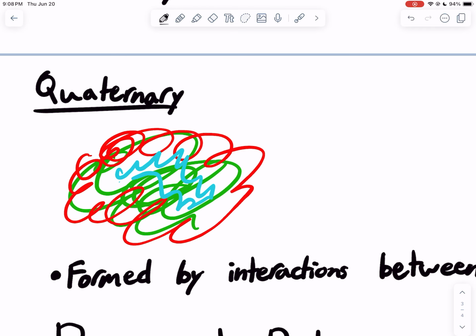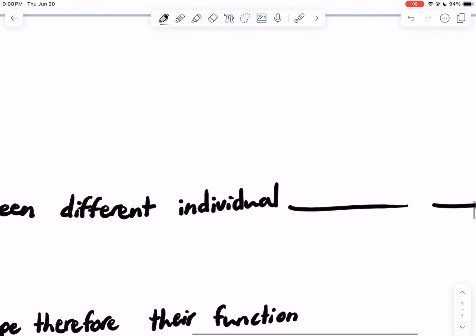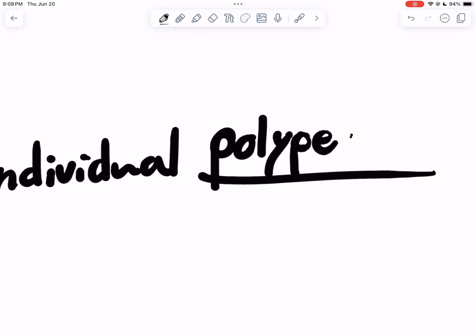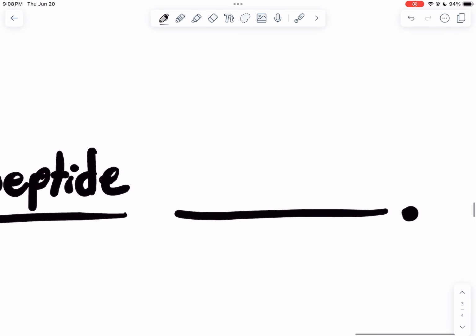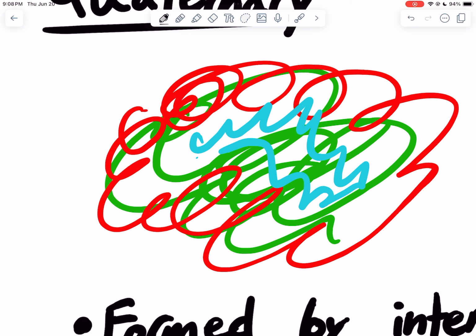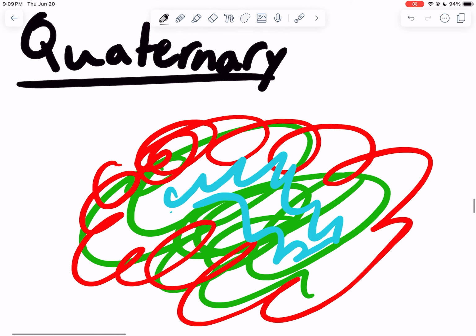Finally, we have the quaternary structure, and this is formed by interactions between different individual, you guessed it, polypeptide chains. And this is formed when we have multiple chains, you could say various proteins, but that isn't exactly how it works. Various different chains of amino acids, when put together and interacting with each other, rather than within the amino acid chain, form a new protein in which all the chains go together and react with each other to form the proper function of the protein.